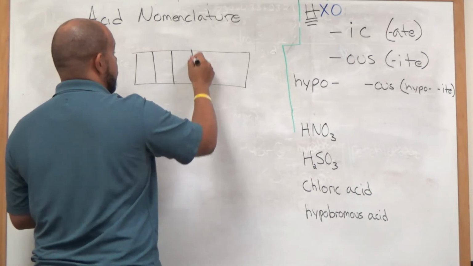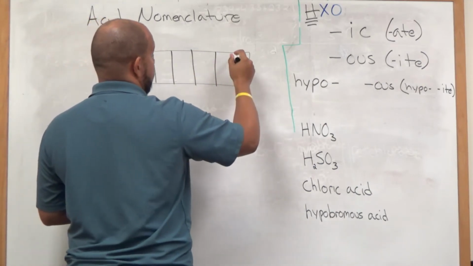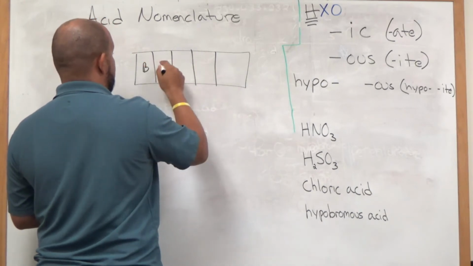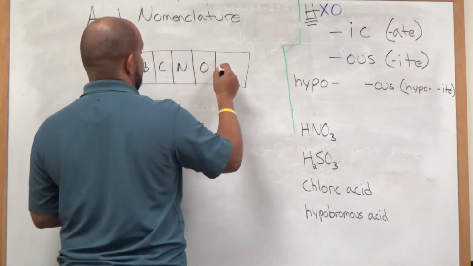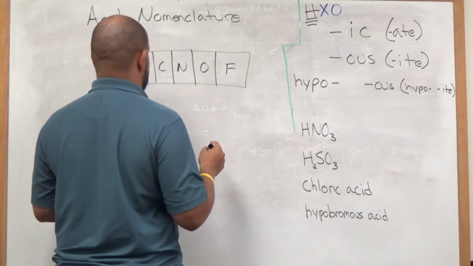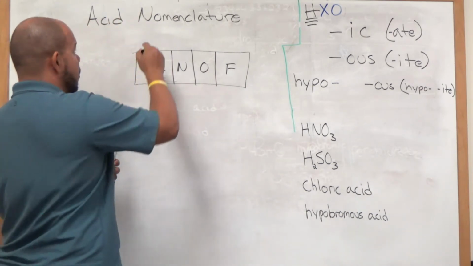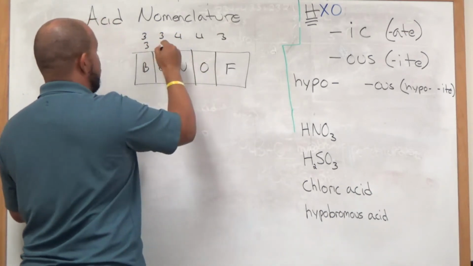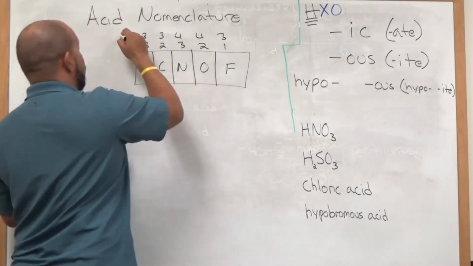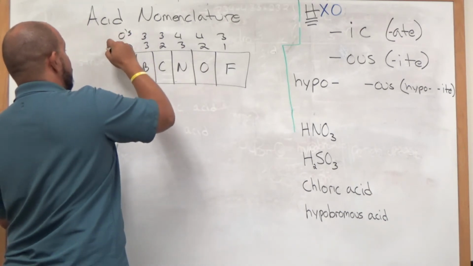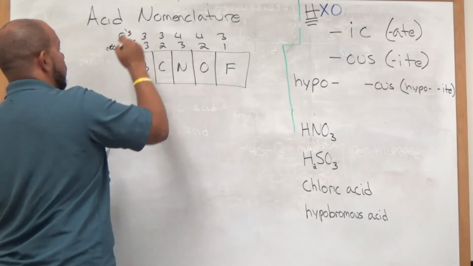boron, carbon, nitrogen, oxygen, fluorine. Okay? And if we remember our number, 3, 3, 4, 4, 3, 3, 2, 3, 2, 1, we got oxygens and we got charge, negative specifically.